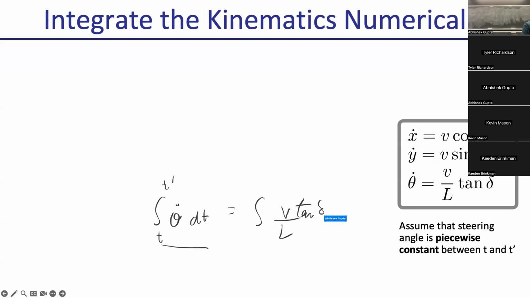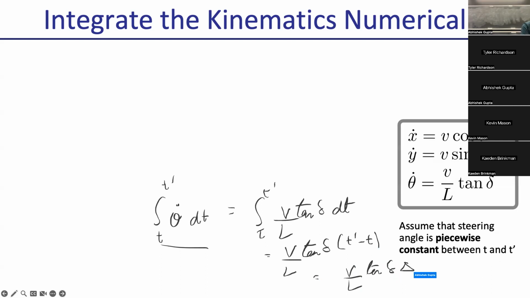It's going to be the integral of v by L tan delta dt from t to t prime, right? We're going to assume that the steering angle doesn't change from t to t prime, since it's a small period of time. So this is just going to be v by L tan delta times t prime minus t. So it's just going to be v by L tan delta times delta t. Okay, so that's the first one. That's the easiest one. So this is going to be delta theta, right?